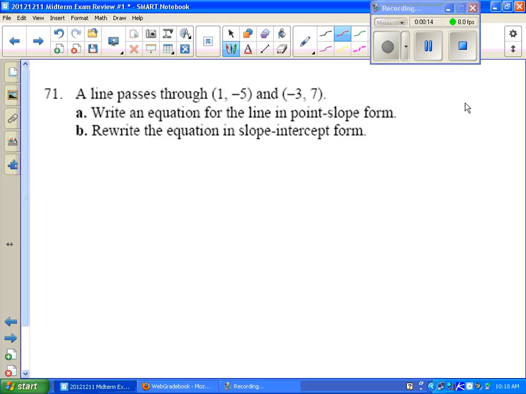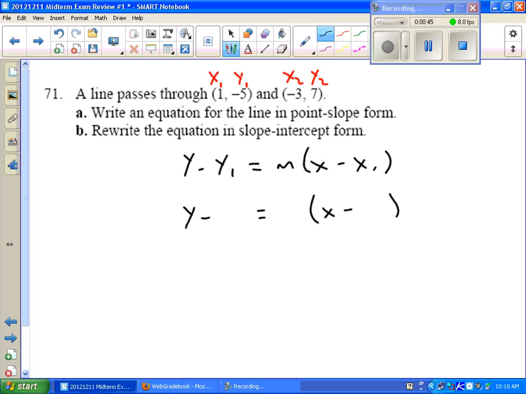A line passes through (1, -5) and (-3, 7). Write an equation in point slope form and then rewrite it in slope intercept form. So this is x sub 1, y sub 1. Remember, it's always x then y because that's alphabetical order. X sub 2 and y sub 2. Your point slope form again is y minus y sub 1 equals m times x minus x sub 1. So you're going to leave y minus, we'll actually do it that way. We'll leave equals and we'll leave x minus, and then we'll plug in the rest.